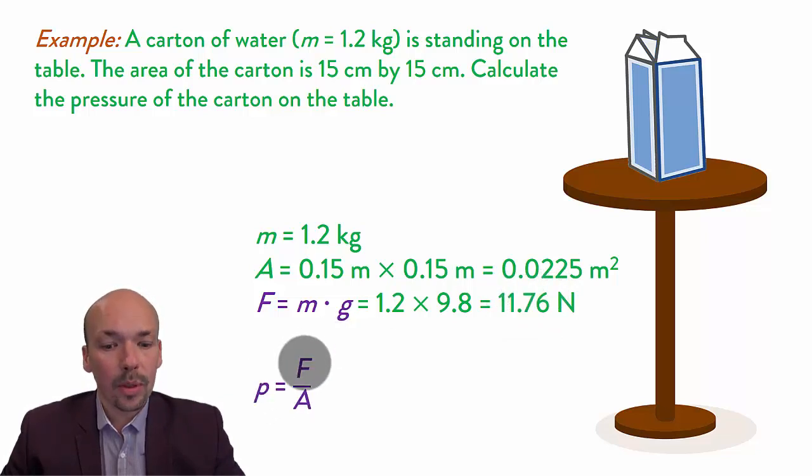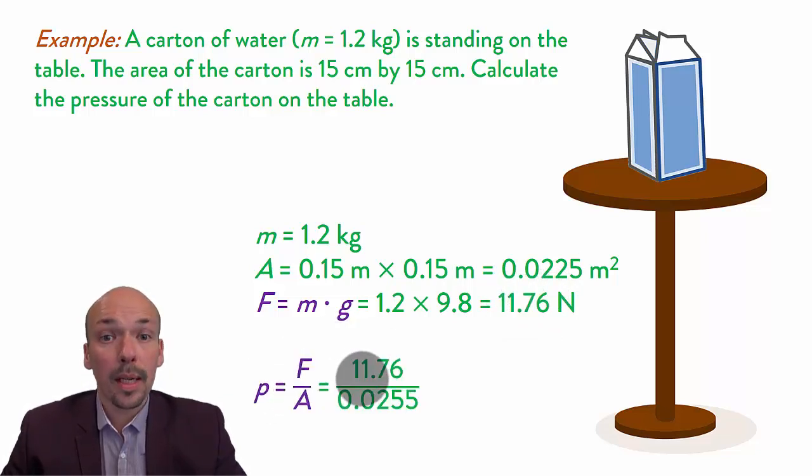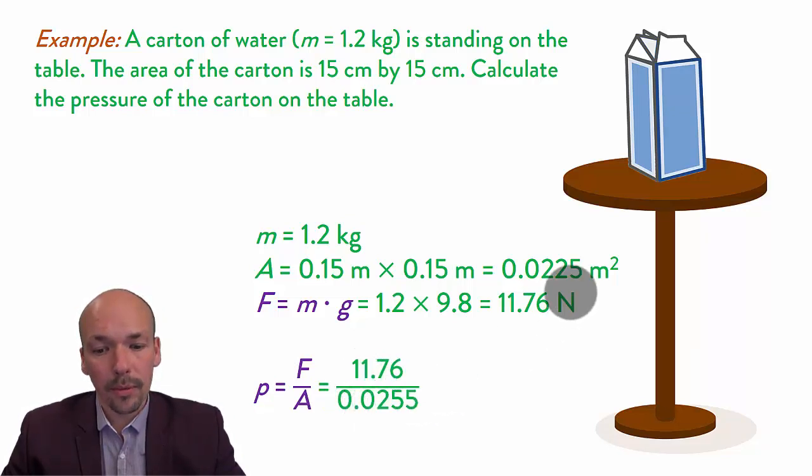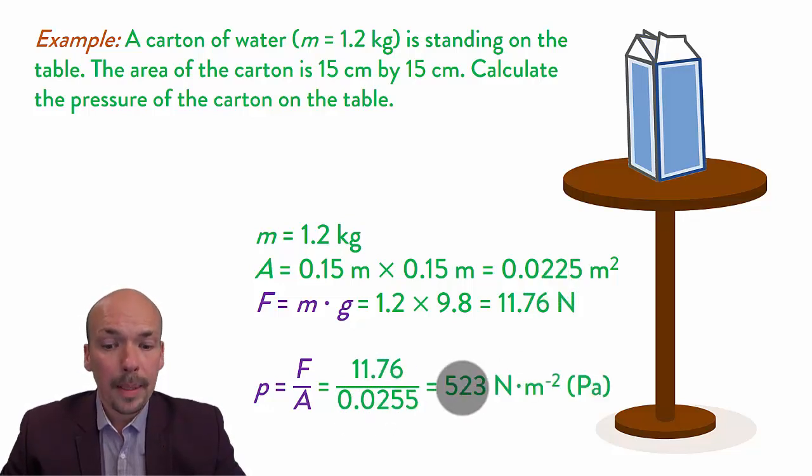And with these two, you can calculate the pressure. So the pressure is force divided by the area, 11.76 divided by 0.0225. Sorry, not 255, this is a typo, but this one is correct. This is 523 newtons per square meter or Pascal. Either of these two is good, or with the divide sign is also good. So this is the pressure of the carton of water on the table.